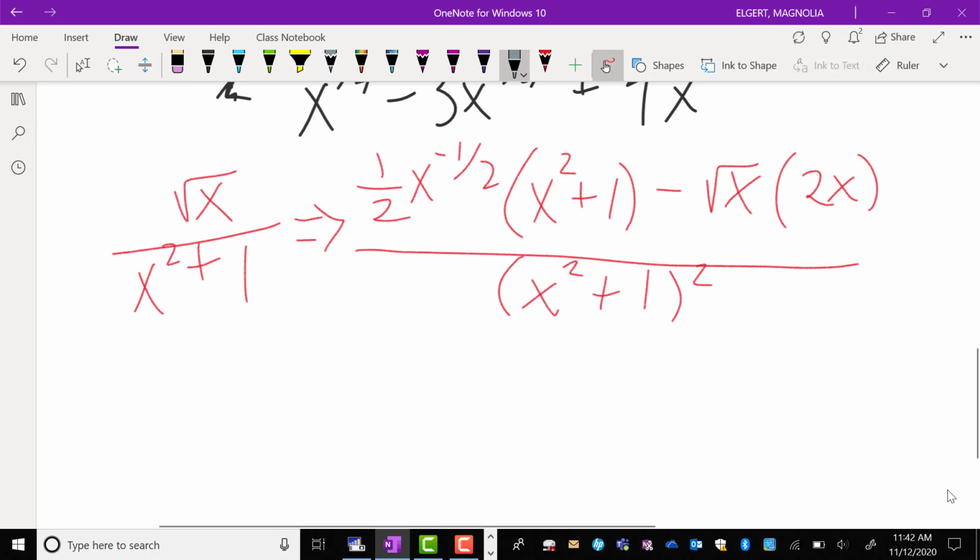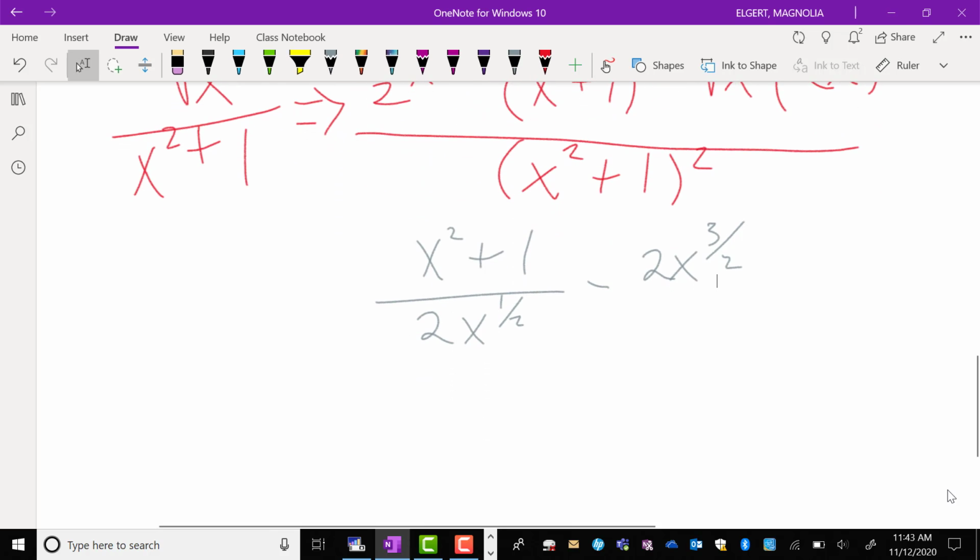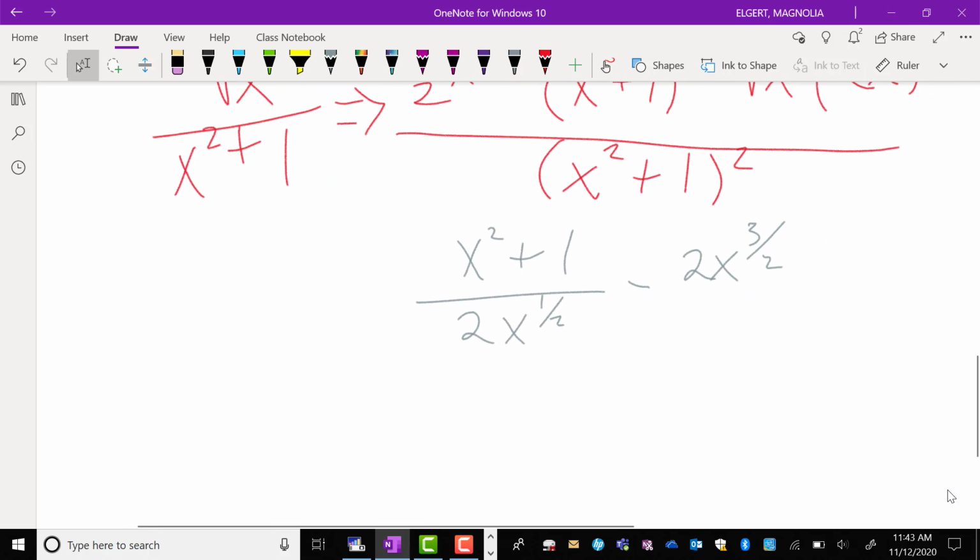And then this is the one that gets a little crazy here. So you can distribute this. So that's going to give me x to the 3/2 over 2. Actually, I have a better way of doing this. Let me erase real quick. I'm going to rewrite this as x squared plus 1 over 2x to the 1/2, minus 2x to the 3/2, all over that denominator, which would be x squared plus 1 squared.